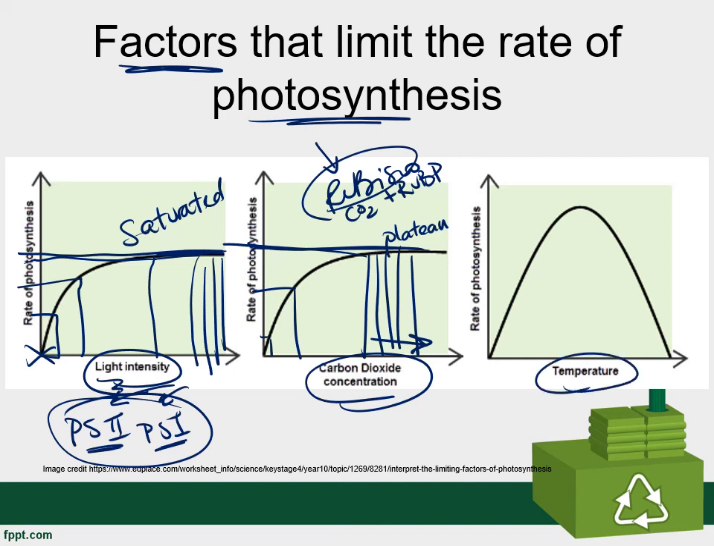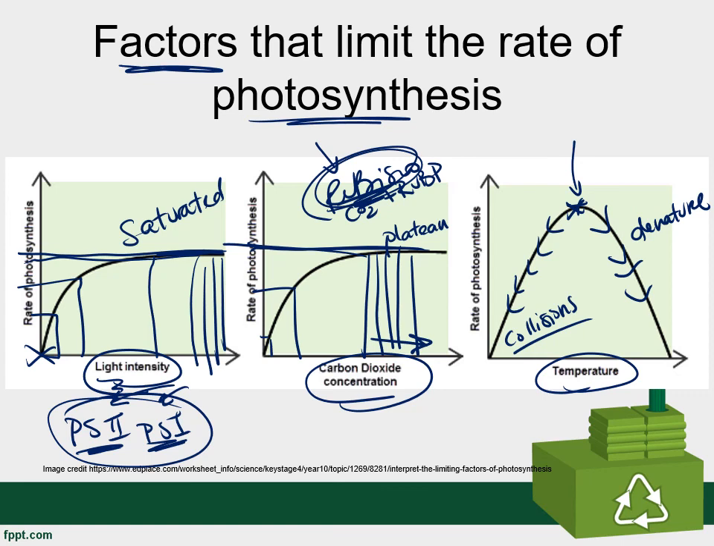Final guy is temperature, and this looks a lot like our other temperature enzyme graphs. So we have that optimal temperature. This is where Rubisco and PS2, PS1 are working as fast as they can. Lower temperature means that we just don't have enough collisions happening with enough energy to get things to go. Too much temperature, and now we're starting to denature those proteins, Rubisco, PS2, PS1.